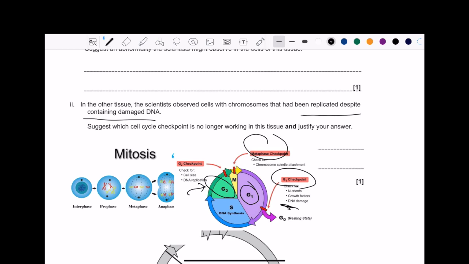And the reason why is because, in the G1 checkpoint, cells with damaged DNA should be stopped from entering S phase. But it didn't. So that's why it's G1 checkpoint.